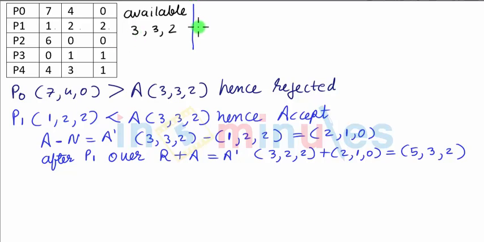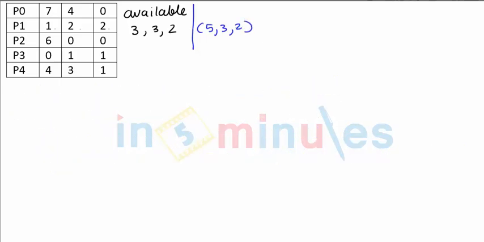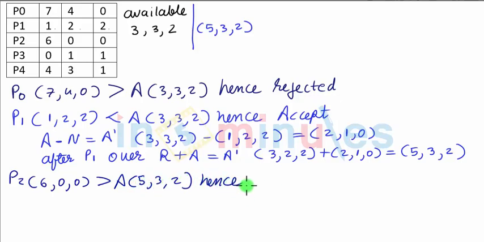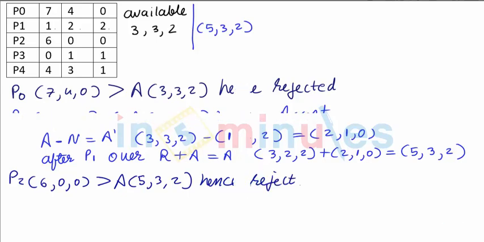Available is currently now 5,3,2. Now since P1 is accepted, the next in the series is P2. P2 requires 6,0,0, which is still greater than the available of 5,3,2 as an end result. Hence we will reject this. We'll move to the next one.